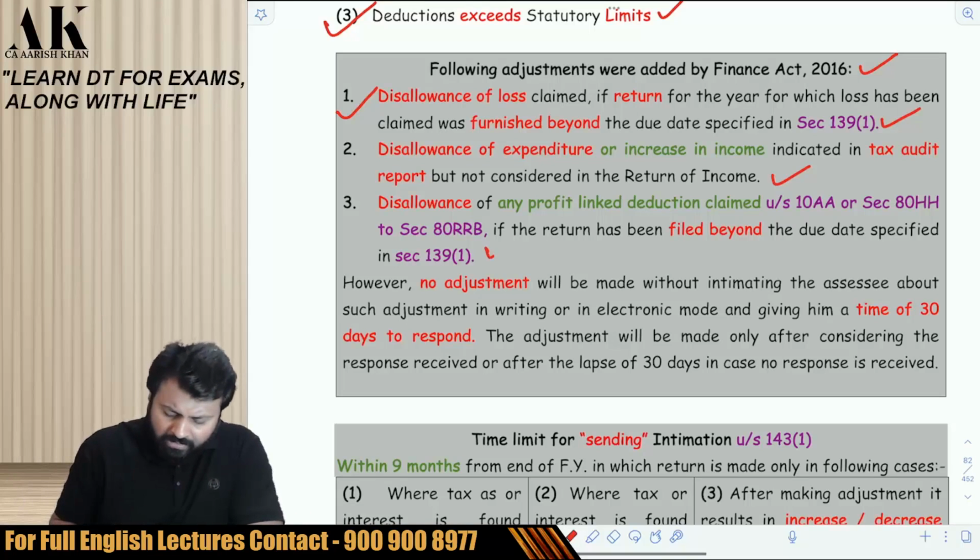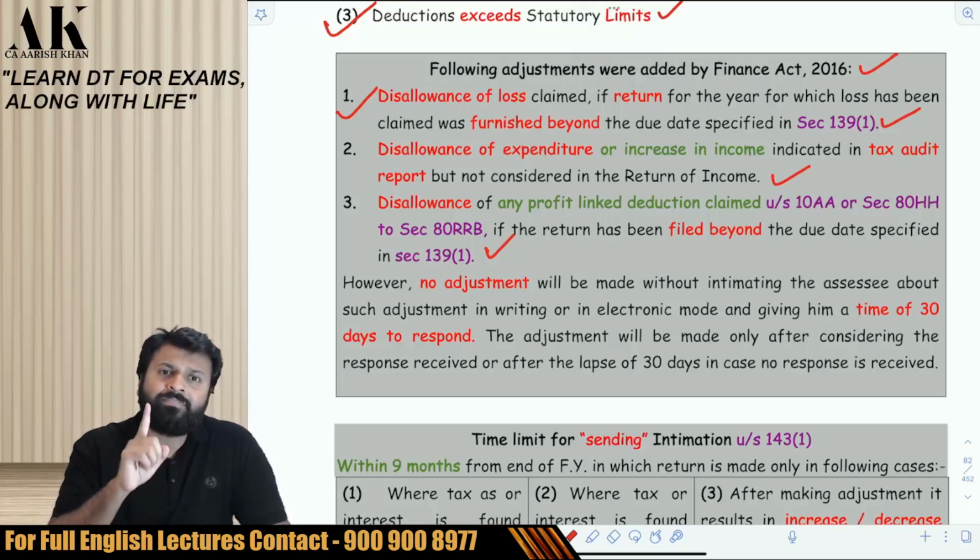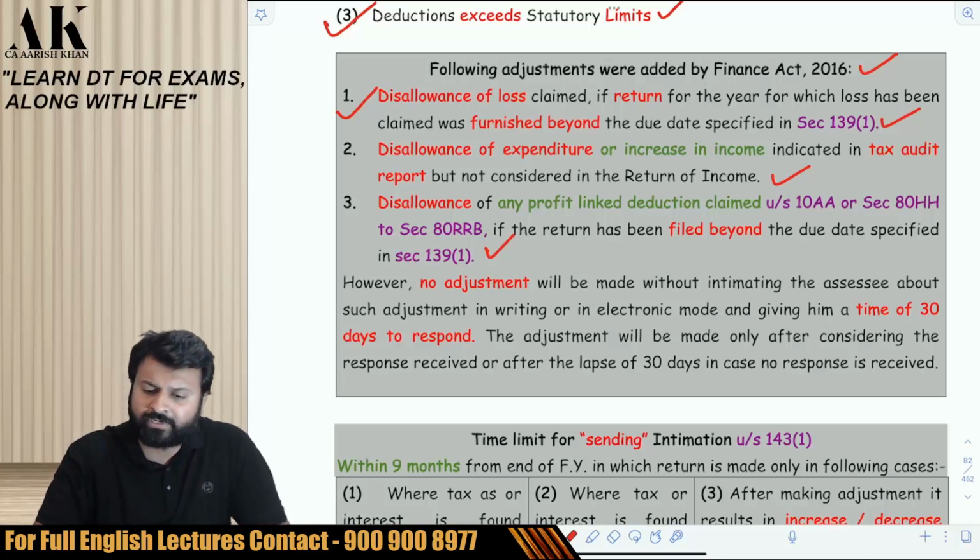Next, there is any profit-linked deduction which you have claimed. I have told you today only that if you want to claim a profit-linked deduction, then you have to file the return on time. If you have filed a return late and you have claimed a profit-linked deduction, you are not going to get the deduction. The software will pick up that data and will add back that particular deduction. I hope it is clear to all of you.